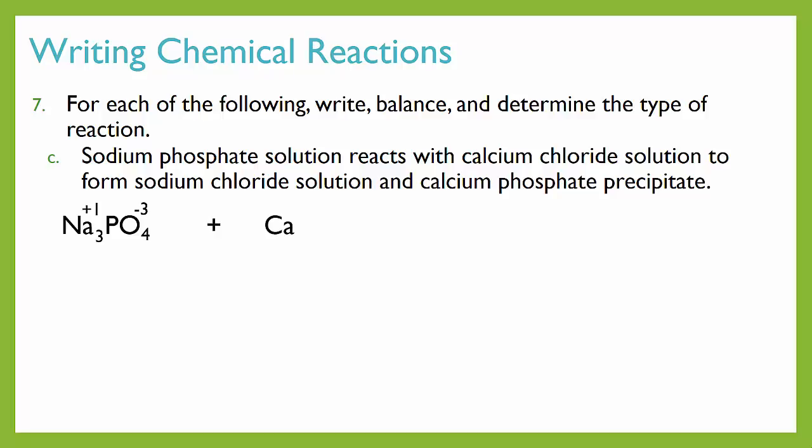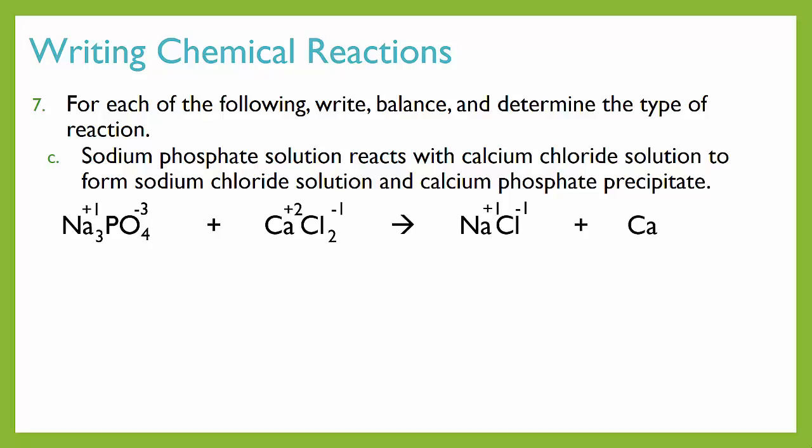I'm going to react with calcium chloride. Calcium has a +2 charge and chloride has a -1 charge. So I need 2 chlorides for my charges to balance out. I'm going to form sodium chloride, +1 and -1, so those charges work.